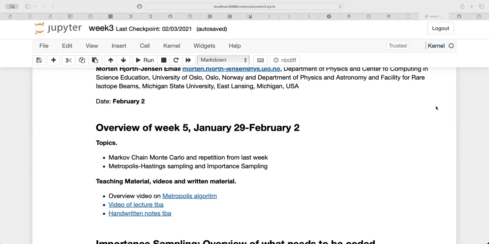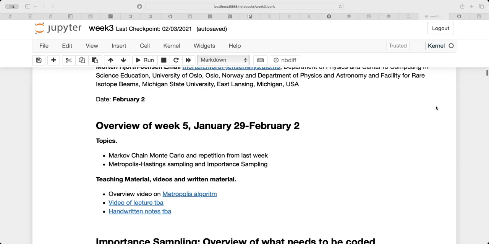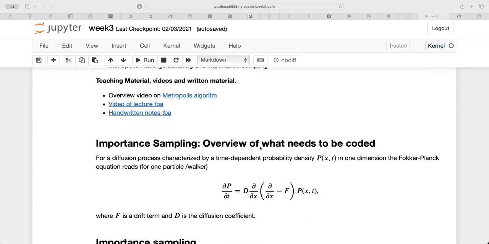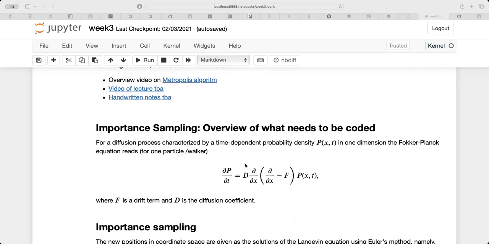So the first thing which we are going to do is actually to not start with importance sampling in the way we are going to code it, but I wanted to give you a bird's eye view on importance sampling. And some of you may have seen this if you've taken a course called Computational Physics 1. But I just wanted to repeat some of the basic elements, okay?